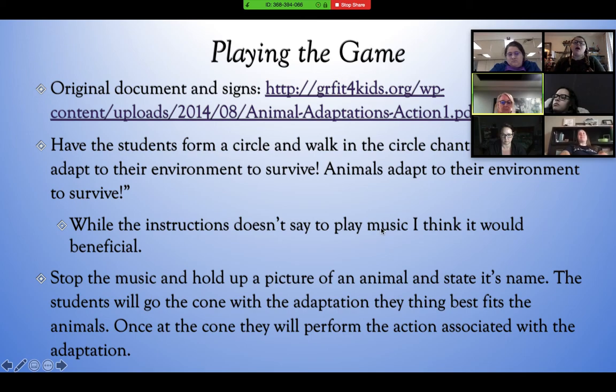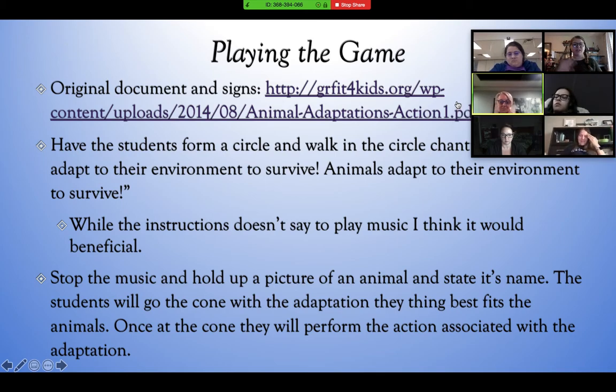So first you're going to have the students form a circle, and you're going to walk around in the circle and you're going to chant. And what you're going to chant is, animals adapt to their environments to survive. Animals adapt to their environments to survive. And while the instructions don't say to play music, I would play music because I think it would be beneficial just to keep them moving and give them a little pep in their step.